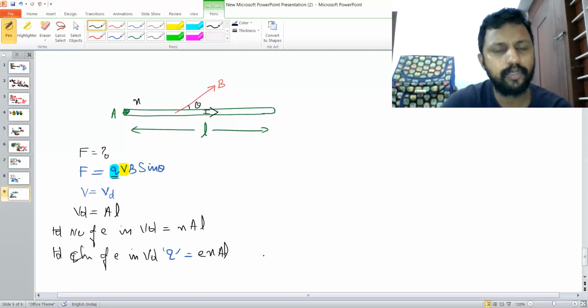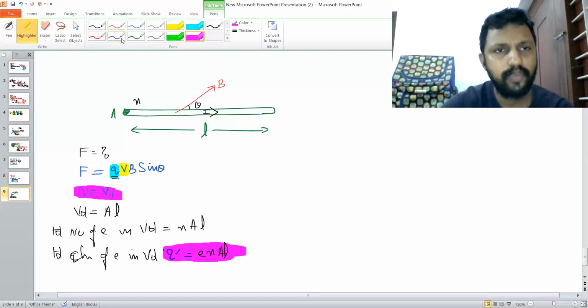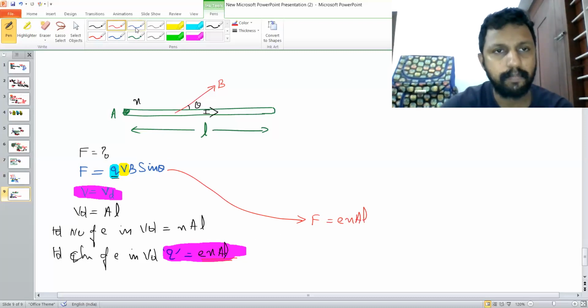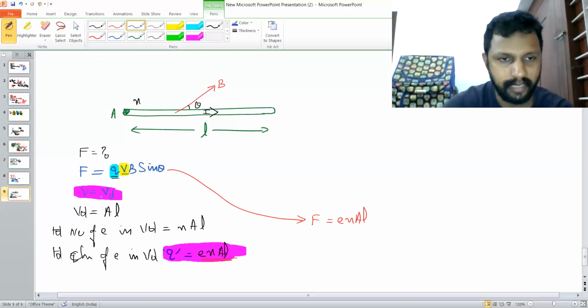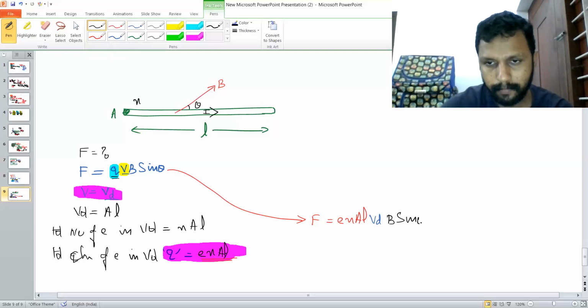If we have found the total charge of electrons flowing, you could substitute the value of V as Vd and the total charge as enAL. Substituting these two values in the expression for F, we can write F is equal to Q replaced as enAL, then V replaced as Vd, then write B sin theta as such, B sin theta.